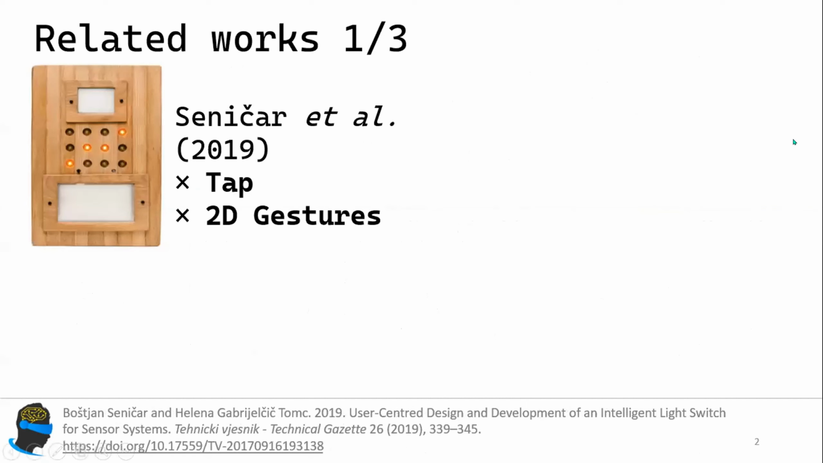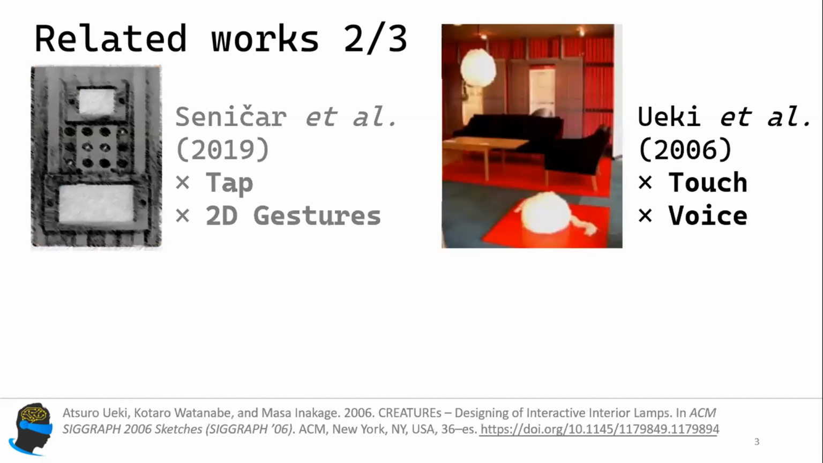There are many smart lighting systems on the market today, and many interaction modalities have been devised over the years, ranging from the traditional two-stage switch that everybody has in their houses to more natural input like those that involve gesture and speech commands. For example, Senichar et al. introduced in 2019 a system that allowed control via taps and two-dimensional gestures. In 2006, Ueki et al. introduced a paper called Creatures.